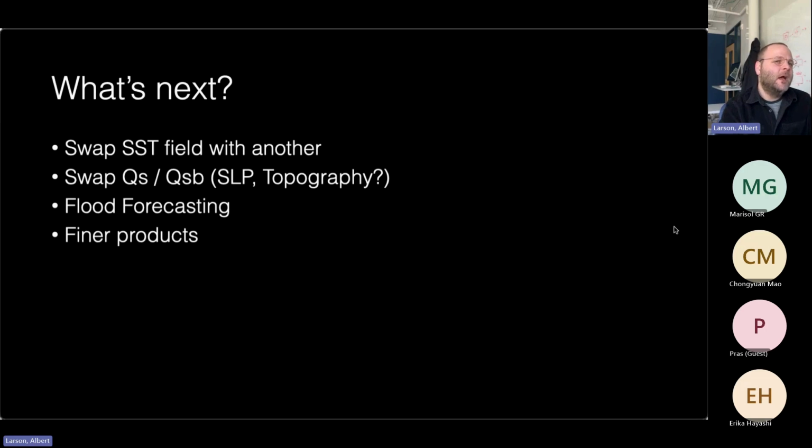And then what's next? I would be very interested in seeing what would happen if we swapped the SST field with another, like maybe sea level pressure or bathymetry, to see if it really matters so much that we're using sea surface temperature or that we're just using anything that is oceanic in nature when married together with surface and subsurface flow.